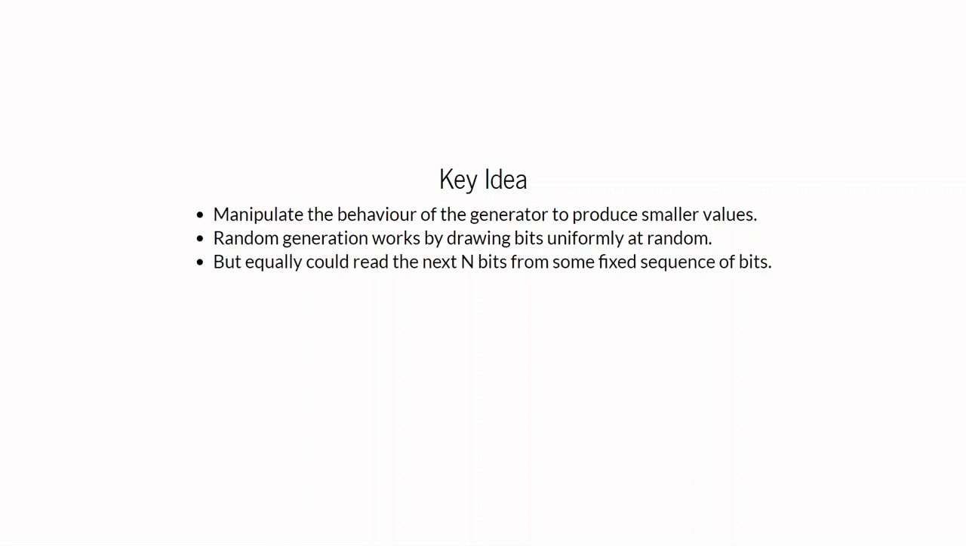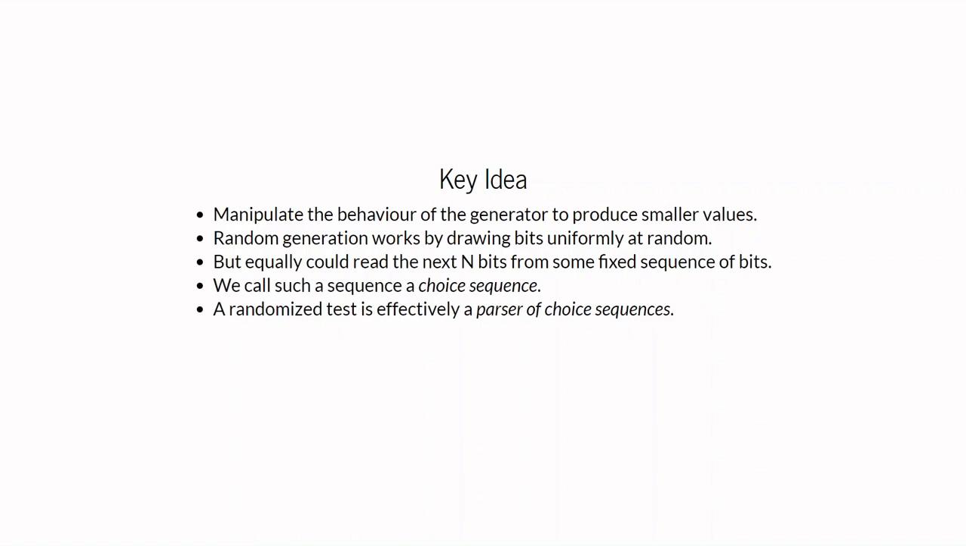But you could equally just treat this as reading the next n bits from some fixed sequence of bits. You can obtain this sequence of bits uniformly randomly initially, and then record it as you do, and now you've turned an arbitrary uniform random generator into this format of reading from a sequence of bits. We call these sequences of bits choice sequences, in that they represent the non-deterministic choices that we made during generation. And so any randomized test is basically just parsing some choice sequence, with the parsing operation being the non-deterministic choices we make.